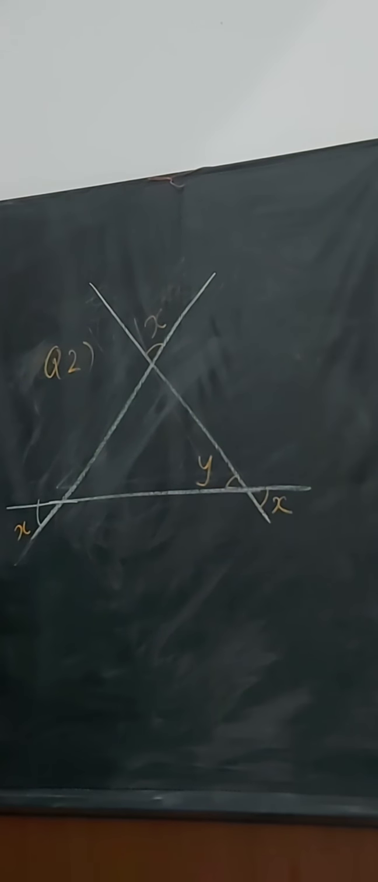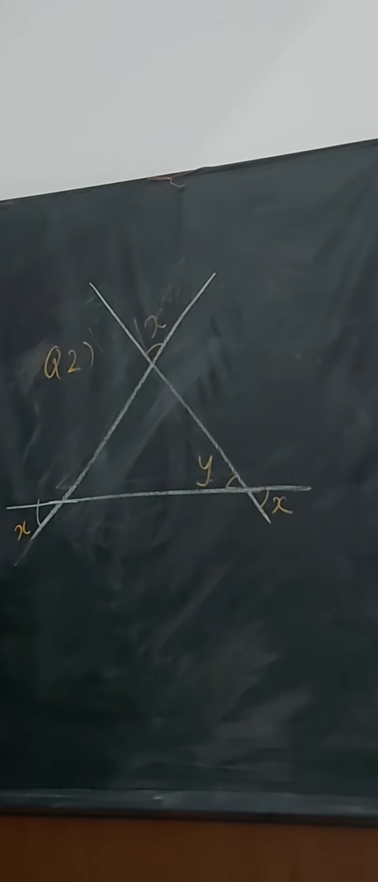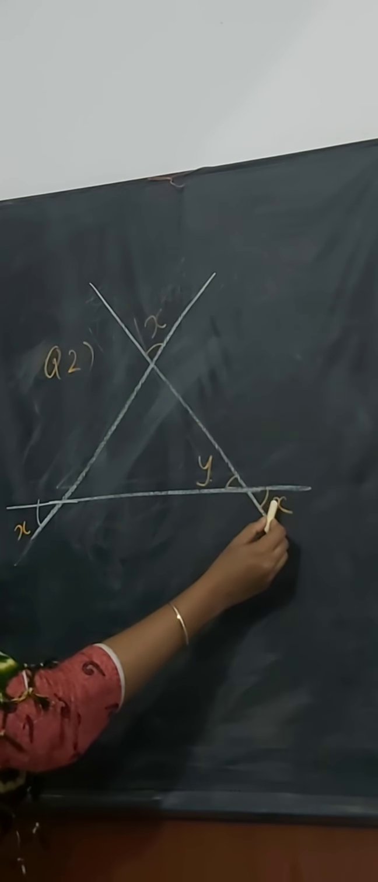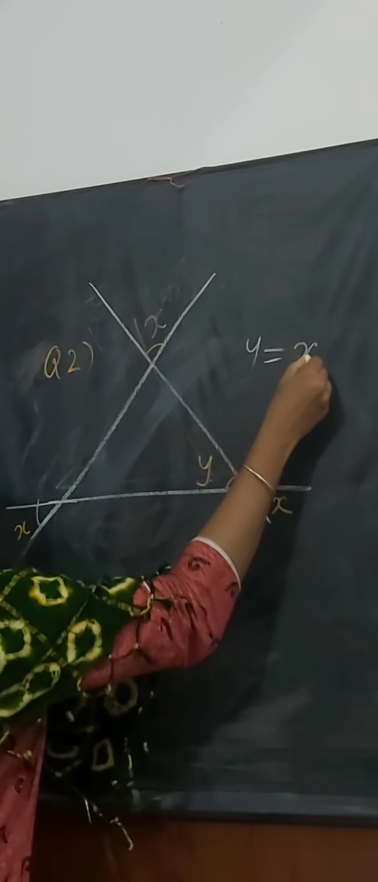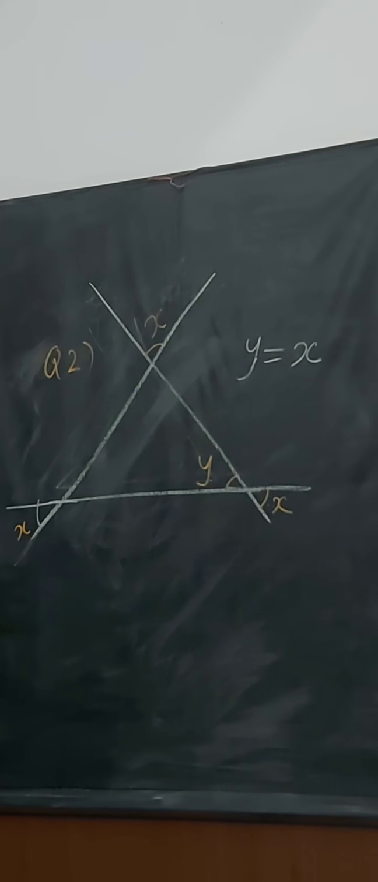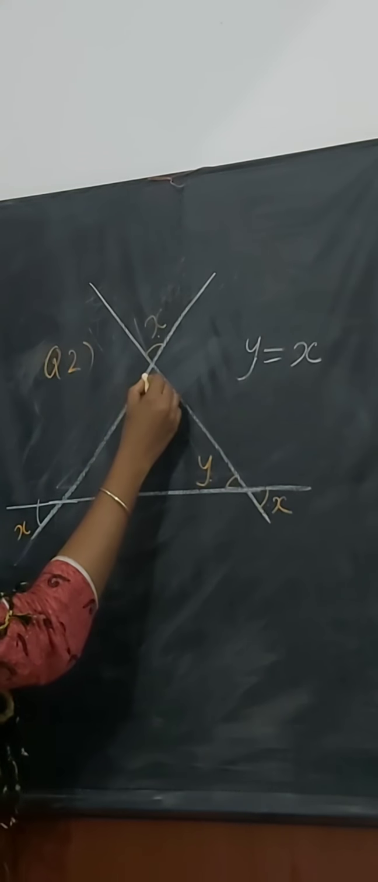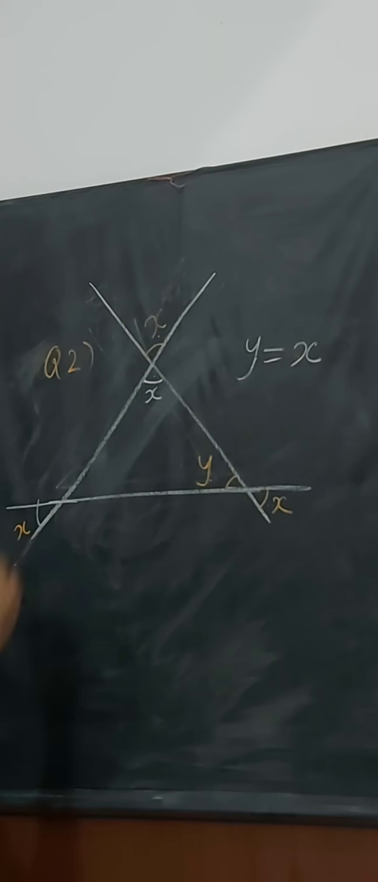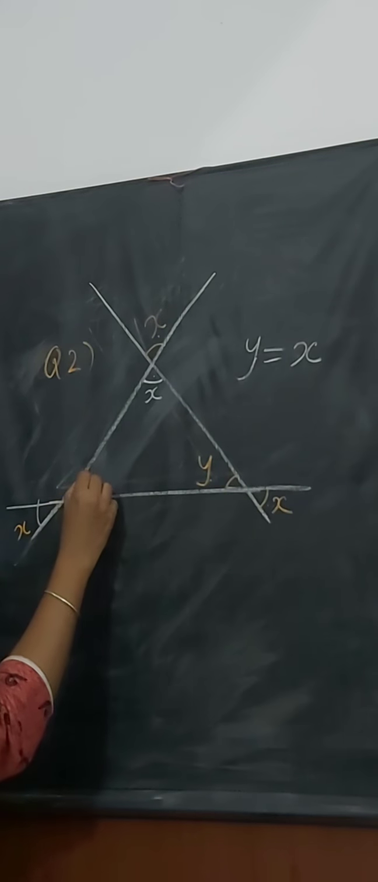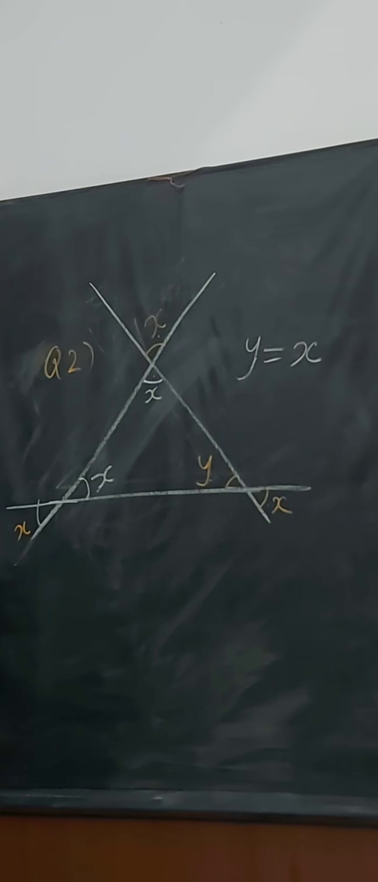This is the fourth diagram. Look at this figure. These two angles are vertically opposite angles. That means these two angles are equal in measure. That is, angle y equals x. Okay. And these two angles are vertically opposite angles. These two angles are equal in measure. That means these angles are x. Okay. Also these angles are also x. Why? Yes, these two angles are vertically opposite angles.